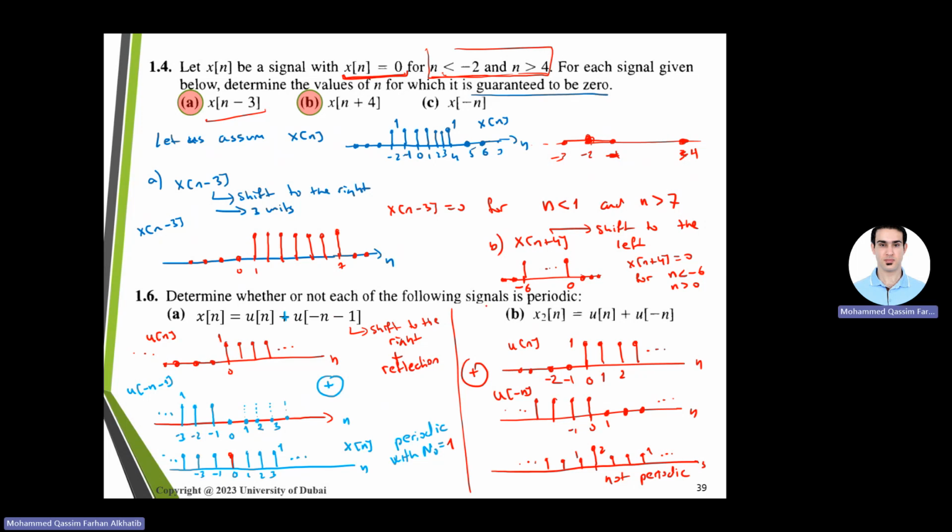Determine whether or not each of the following signals is periodic. What do you think about this one? Is it periodic? Just draw it. Now, how to draw this sequence? u of n plus u of negative n minus 1.